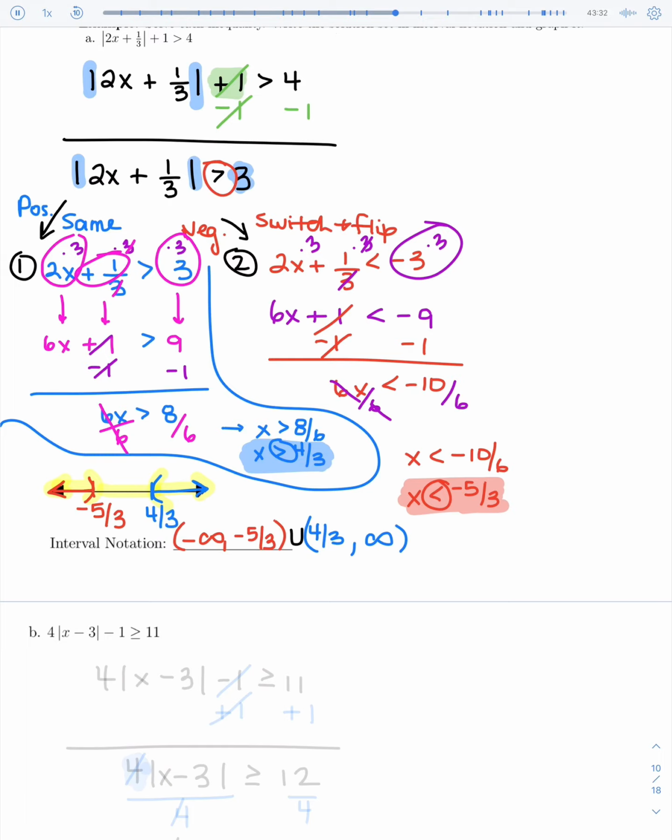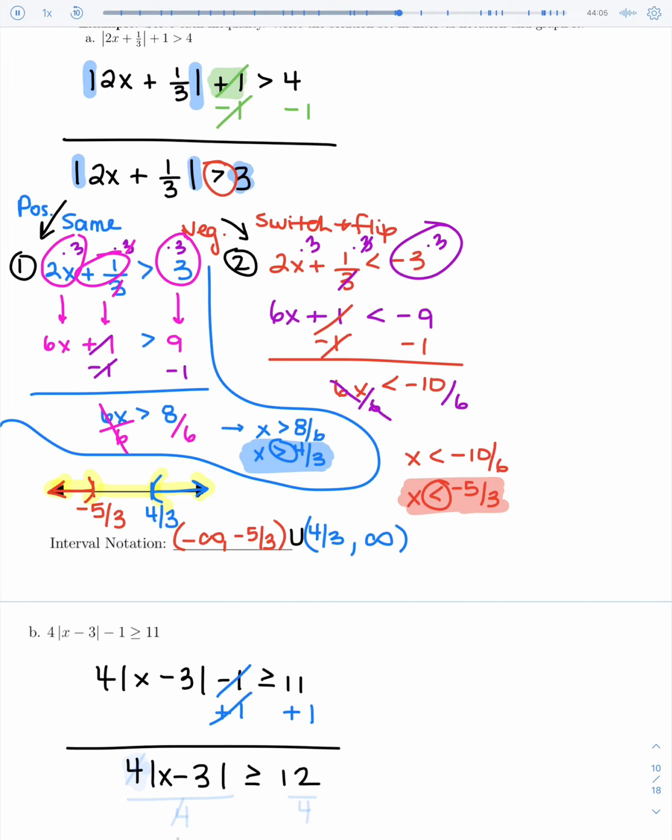Let's take a look at B. In problem B, we've got 4 times the absolute value of x minus 3, minus 1, is greater than or equal to 11. So the first thing that we would want to do is get our absolute value by itself. We need to get rid of that minus 1 that's dangling, so we'll add 1 to both sides. We're still not quite where we want to be because we still have 4 times the absolute value of x minus 3 is now greater than or equal to, well, 11 plus 1 will give us 12.